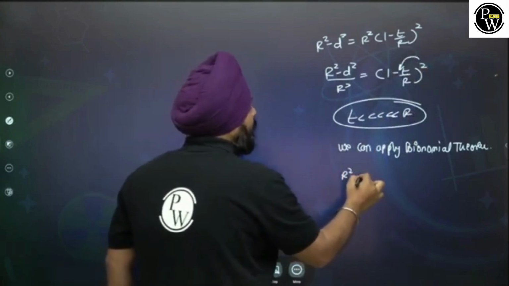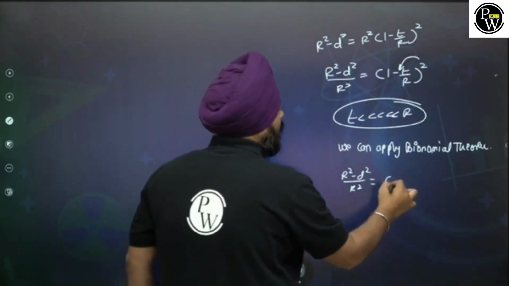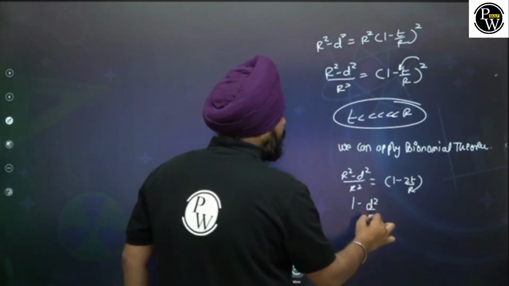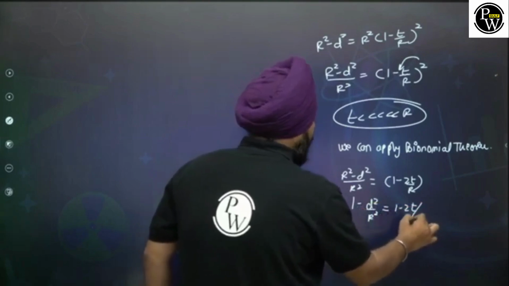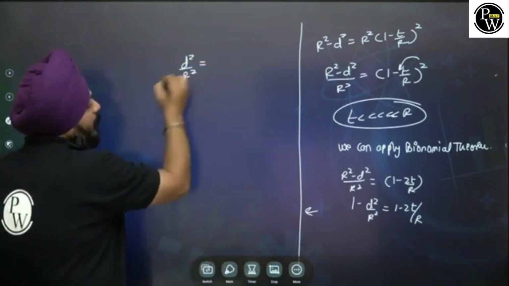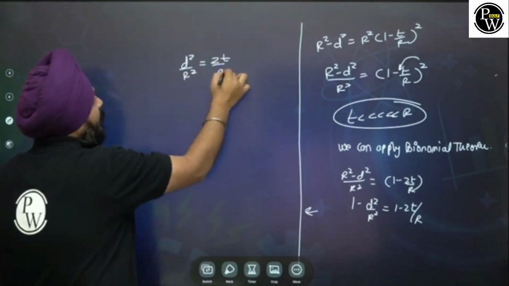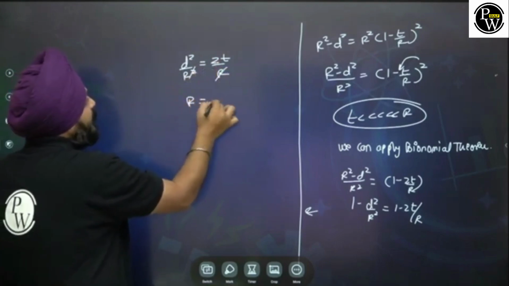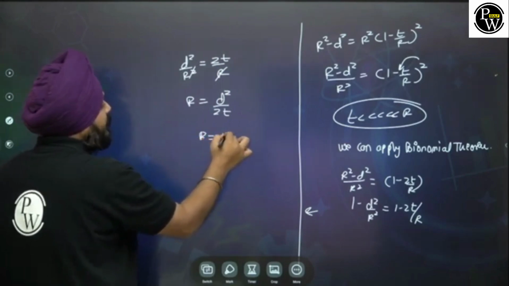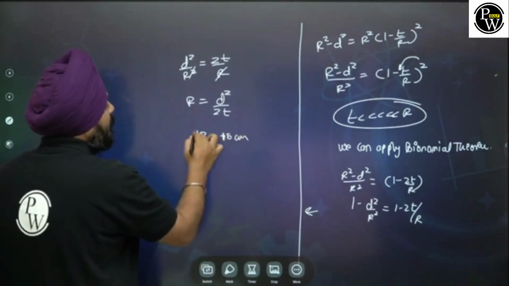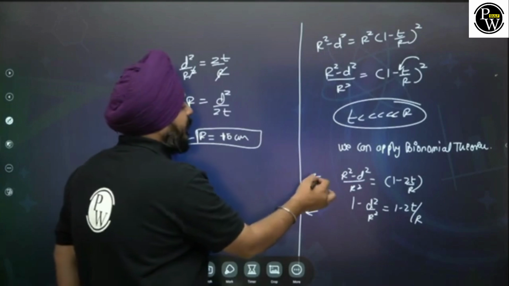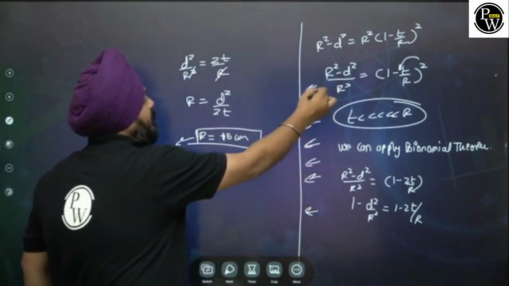So we have (R square minus D square) by R square equal to 1 minus 2T by R. So 1 minus D square by R square equals 1 minus 2T by R. Then D square by R square equals 2T by R. One R gets cancelled and R equals D square by 2T. On replacing the values, you get R as 15 centimeter. This will be the radius of curvature for this specific lens.